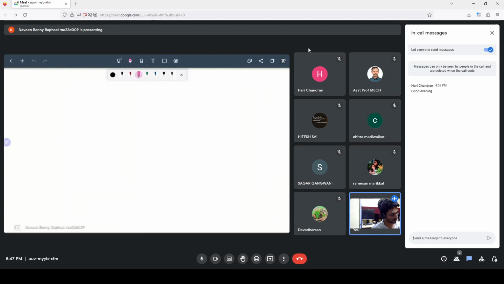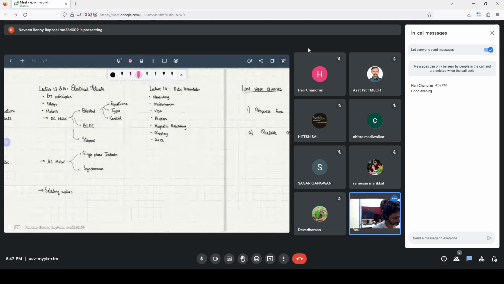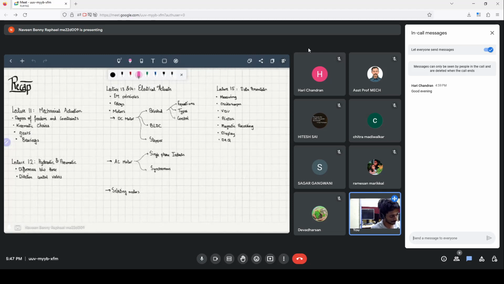So after this I have a couple of questions. We have essentially just finished the hydraulic and pneumatic topics. I think I've covered the essence of both of these so far. Now we'll look into some electrical actuation systems.